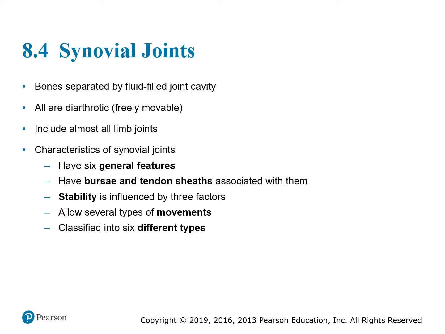Synovial joints are bones that are separated by fluid-filled joint cavities. All of the synovial joints are diarthrotic, meaning they are freely movable, and they include almost all the joints of the limbs. Characteristics of the synovial joints are that they have 6 general features. They have bursae and tendon sheaths associated with them. The stability is influenced by a number of factors. They allow several types of movements, and they're classified into 6 different types.